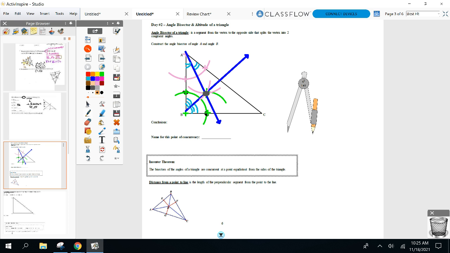Where the angle bisectors meet in a triangle is called the incenter. That's where all three angle bisectors meet. A lot of special lines going on. Yesterday, where did the perpendicular bisectors meet? The circumcenter. Well, guess what? Angle bisectors meet at the same point. It's called the incenter. It has a special property.